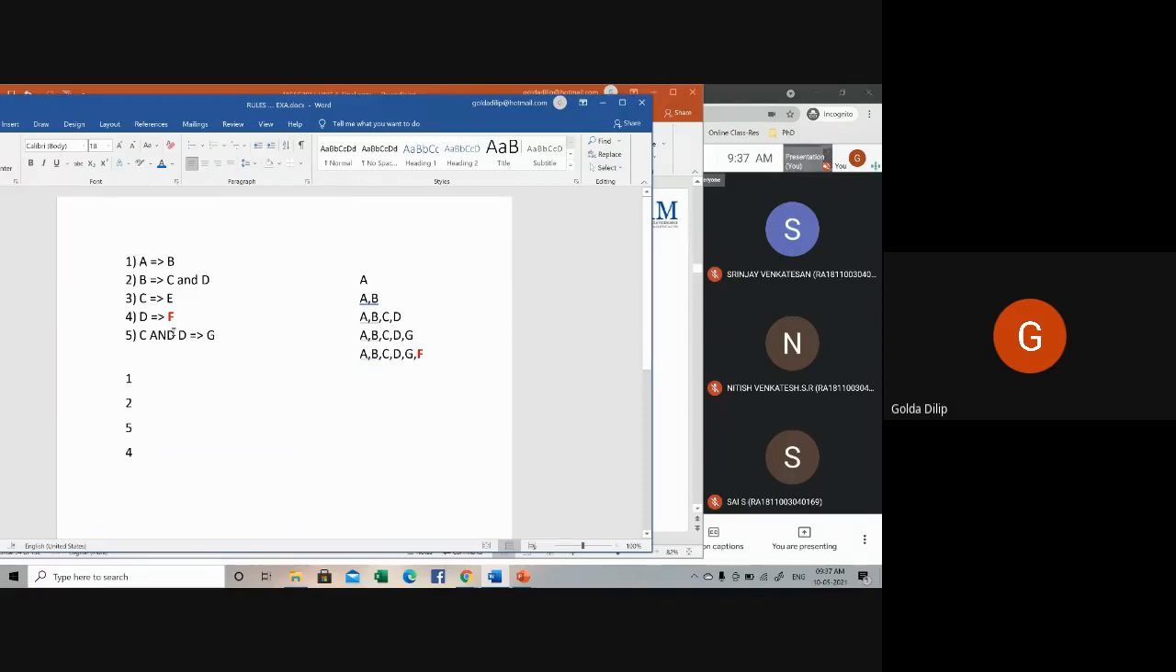On the right hand side we have our working memory, the one which I had shown in the structure. First I fire rule number 1. Initially I had only the variable A in my working memory.